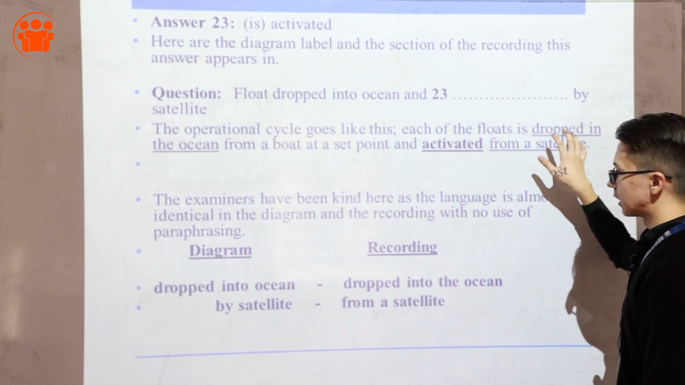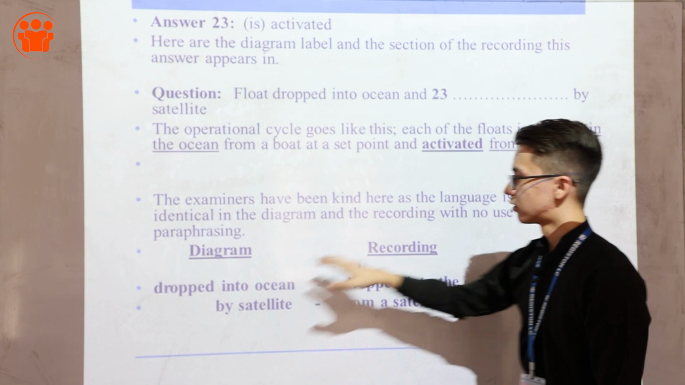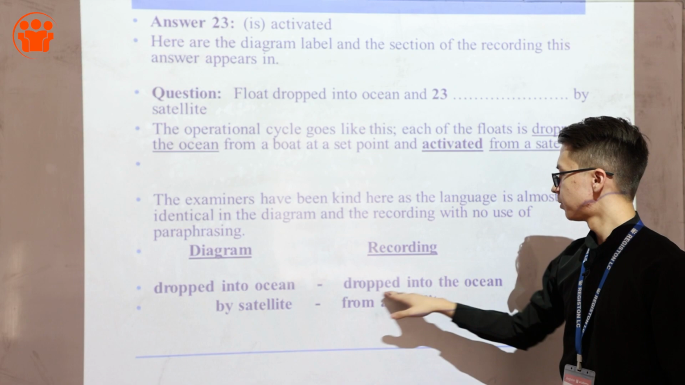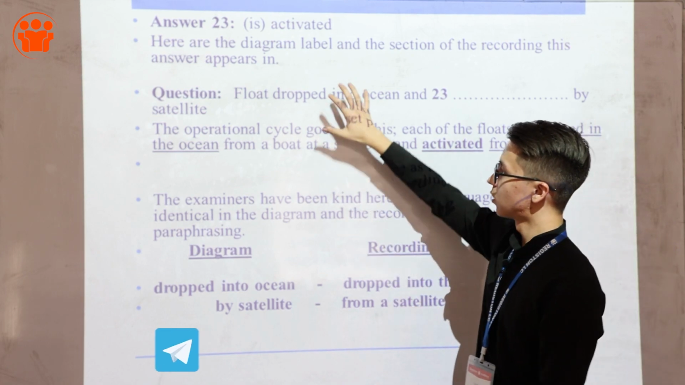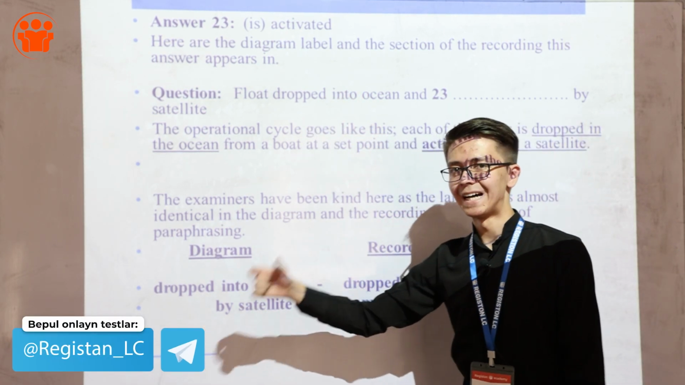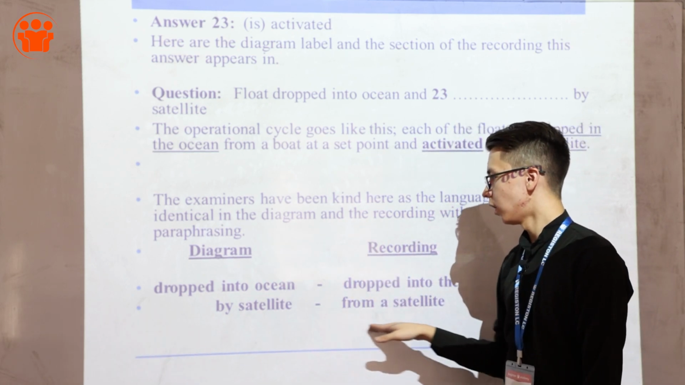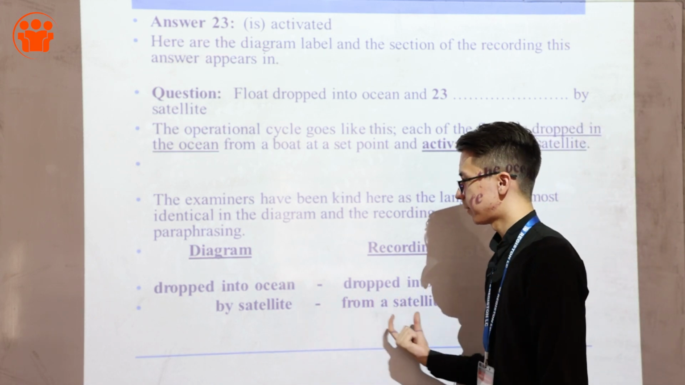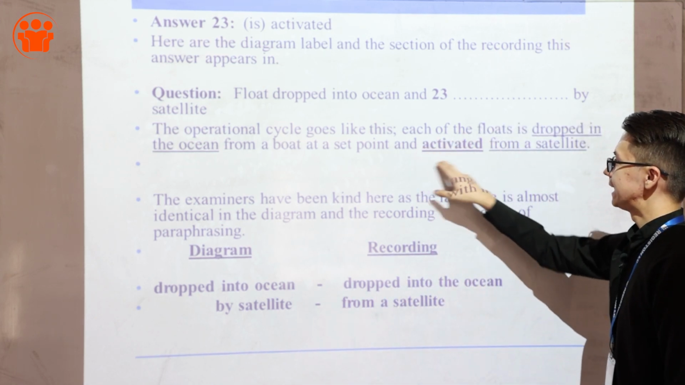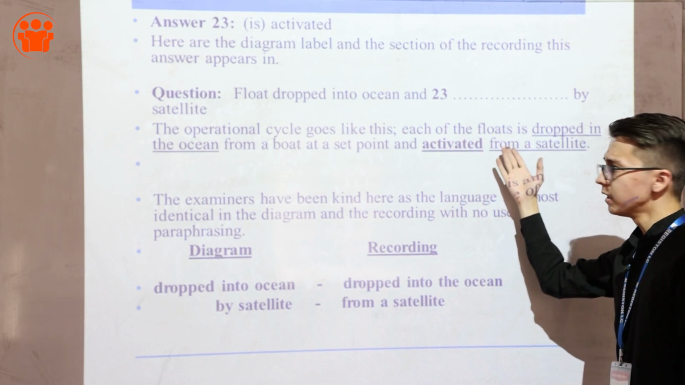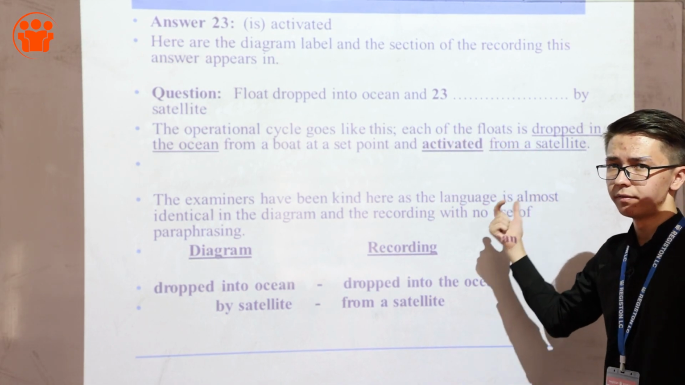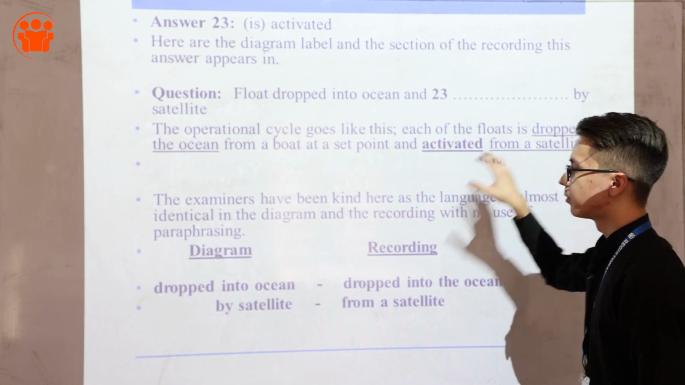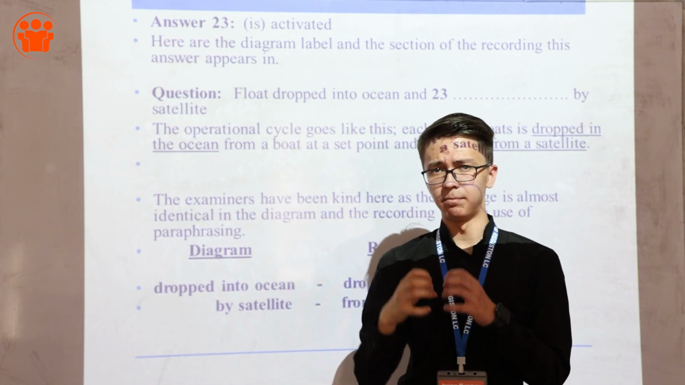Dropped into the ocean is given in the question, and in the audio it says dropped in the ocean. And in the question you can say like by, but in the audio you can hear from, but the same meaning. So a similar meaning is given, and the correct answer is activated. By, in here in place of from you can use by if you want, and here it is like dropped in the ocean, you can see dropped into the ocean, like both of them have the same meaning.